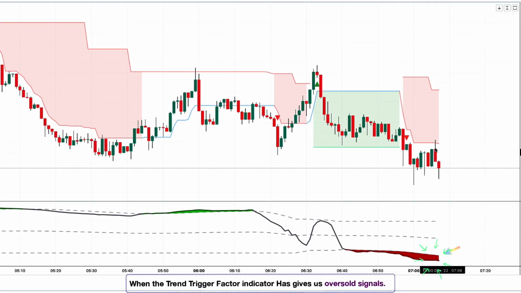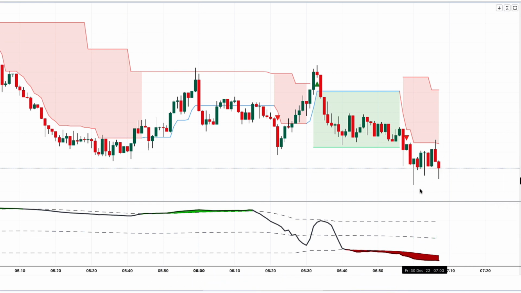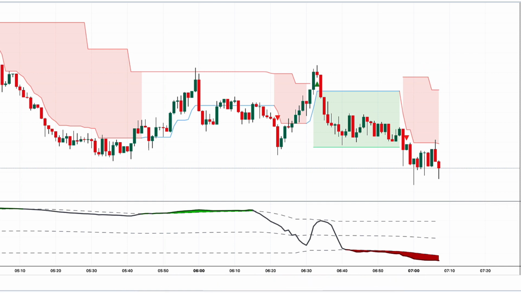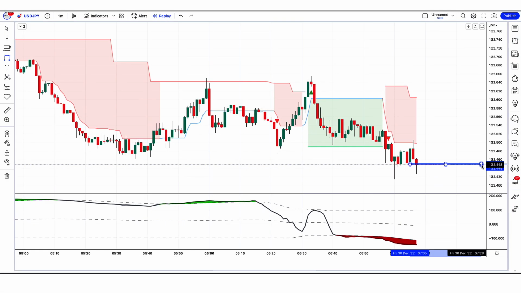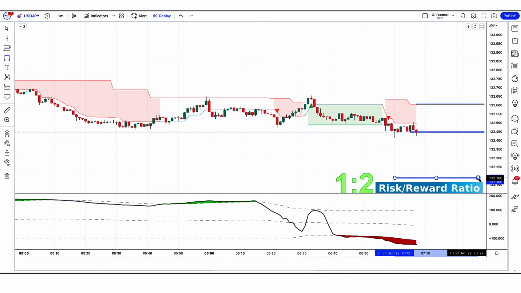When the trend trigger factor indicator gives us oversold signals, when the market forms two bearish candles, and when the follow line trend indicator area is in a downtrend, if this condition is fulfilled, then we will place a sell order. Our stop loss will be placed at the higher line of the follow line trend indicator. And the risk to reward ratio will be 1 to 2.